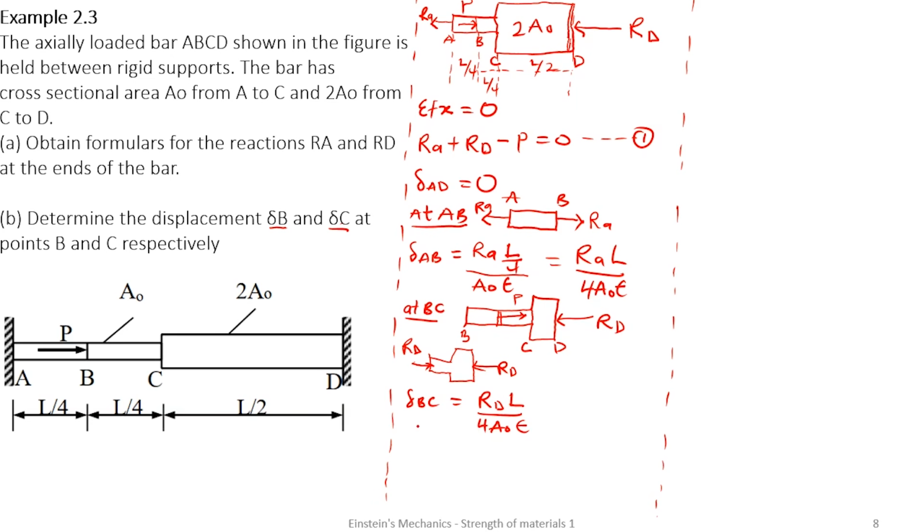And the same thing, for the last part, I'm going to consider CD. And at CD, what happens? I'm also going to get a cut, the bigger side like this. So there is this reaction over there. RD is still there.